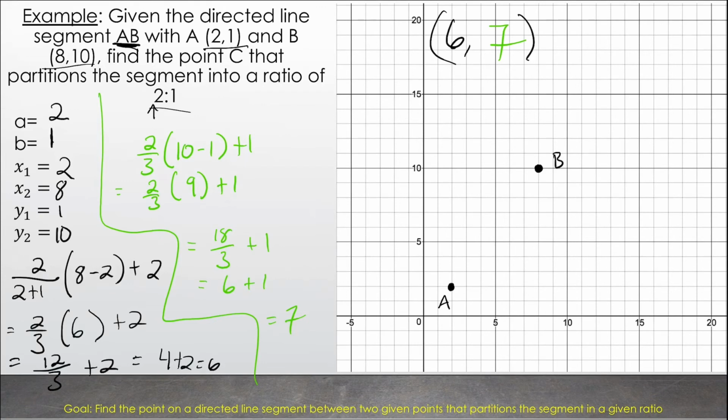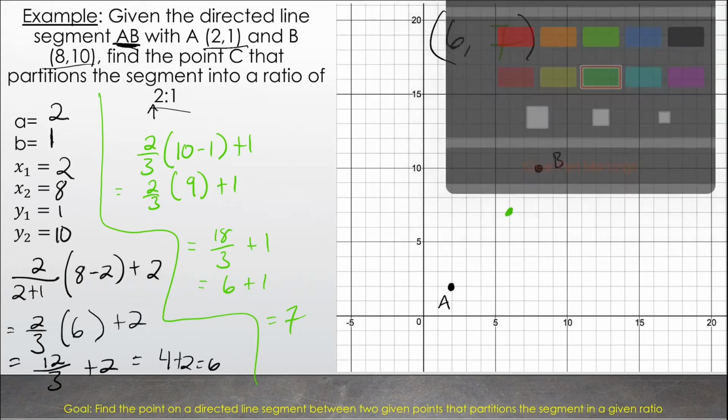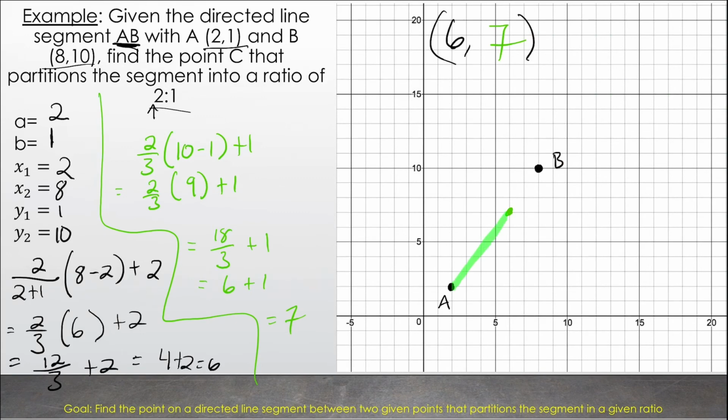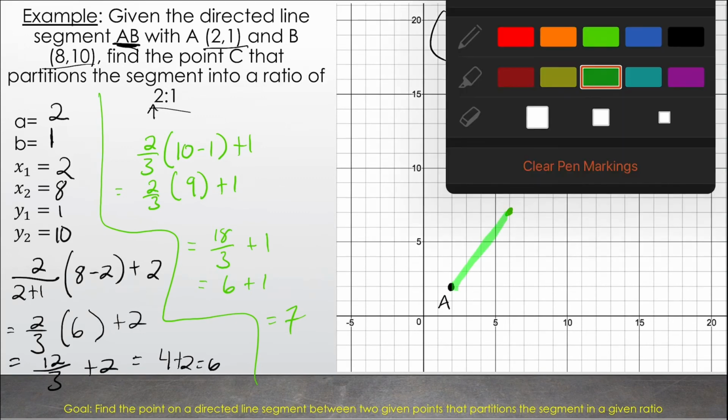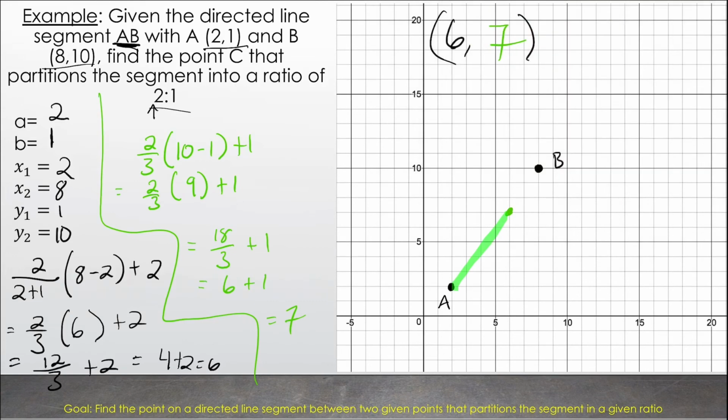Okay, so I got 6, 7. Well, that definitely looks like it fits in with the line, right? And this portion right here, my first part, should be twice as big as this second part, which looks like pretty accurate. We did a pretty good job there.